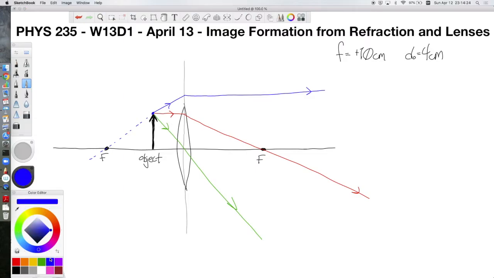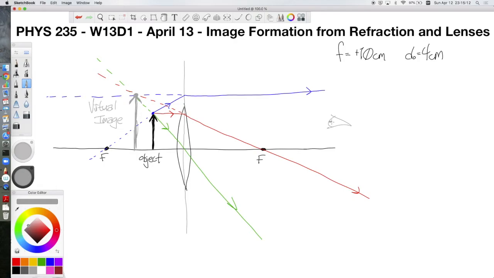So, to find the image, we employ the tried and true "your eyes are dumb" method. So we take the path of each of our light rays and trace them back. And we find that our rays actually cross, or at least seem to have crossed at this point right here. So this is where we draw the tip of our arrow for our image. And this is a virtual image because the rays do not actually cross, they just appear to an observer on this side that they all came from the same point.